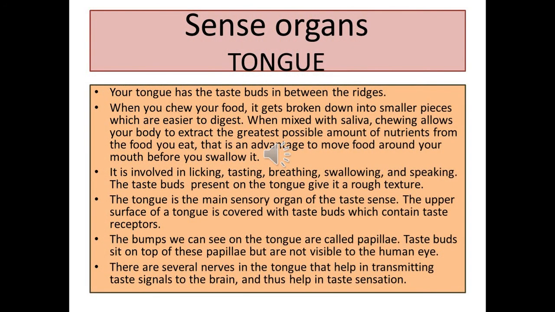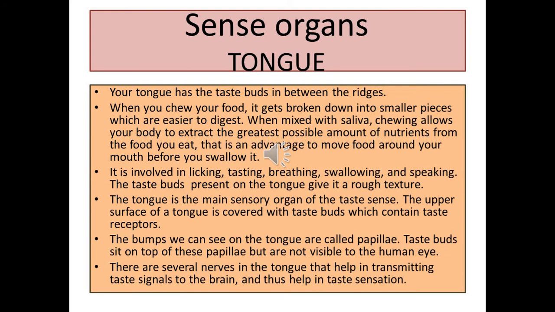Now our next sense organ to discuss is the tongue. Your tongue has the taste buds in between the ridges. When you chew your food, it gets broken down into smaller pieces which are easier to digest. When mixed with saliva, chewing allows your body to extract the greatest possible amount of nutrients from the food you eat. That is an advantage to move food around your mouth before you swallow it.